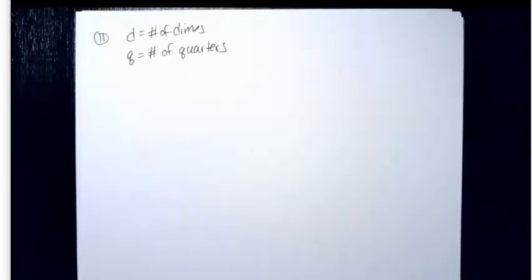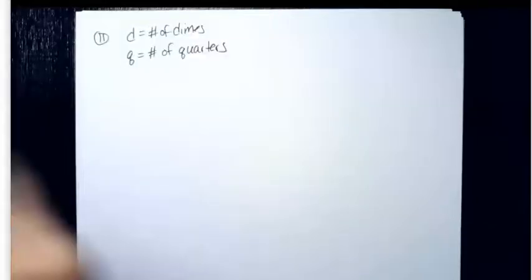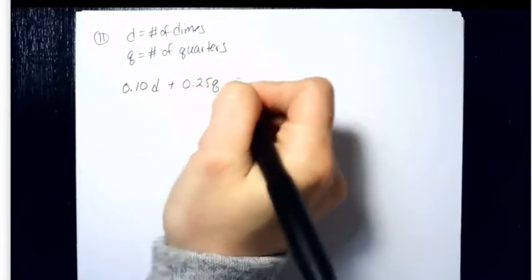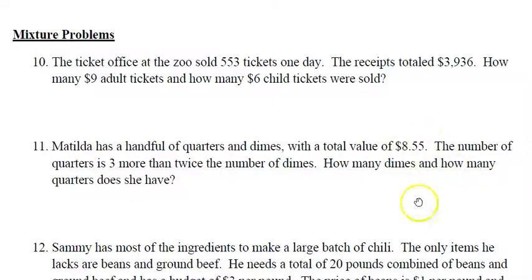Once again, we'll have two equations, one that talks about the value of the coins she has, and one about the relationship between the number of dimes and quarters. Let's talk about the value first. We have a total of $8.55, and we know that dimes are 10 cents and quarters are 25 cents. So let me write that: 0.10 times D plus 0.25 times Q equals the total, $8.55.